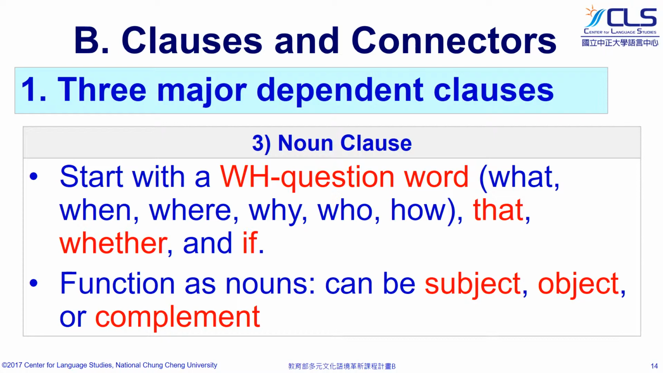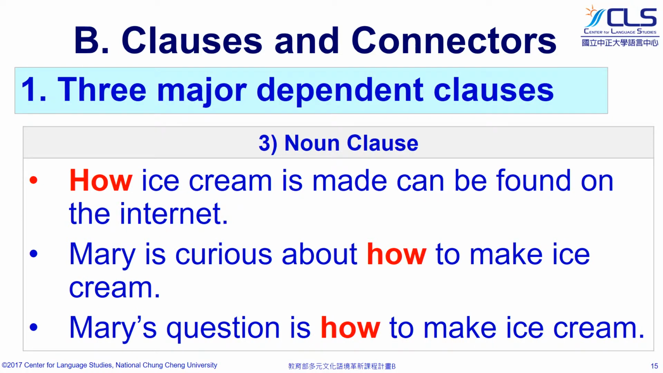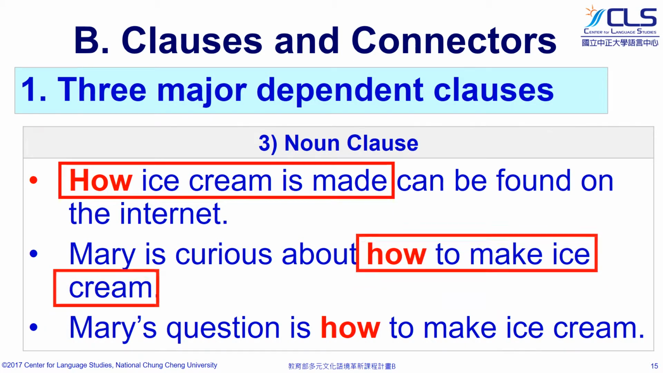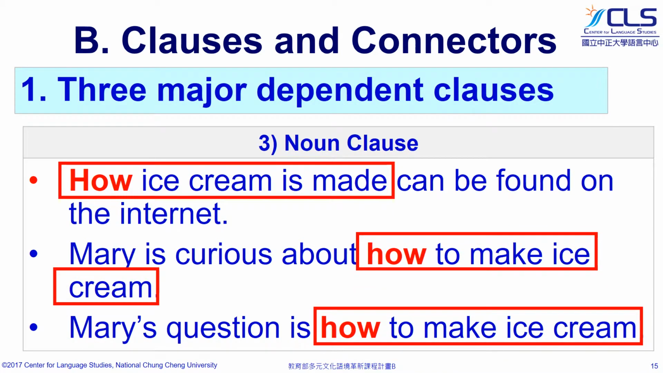Finally, is the noun clause. A noun clause starts with a WH question word like what, when, where, why, who, how, that, whether, or if. It functions as a noun and can be a subject, object, or complement. As we can see in the sentences, the noun clauses starting with the word "how" function as the subject in the first sentence, object in the second sentence, or the complement in the third sentence.